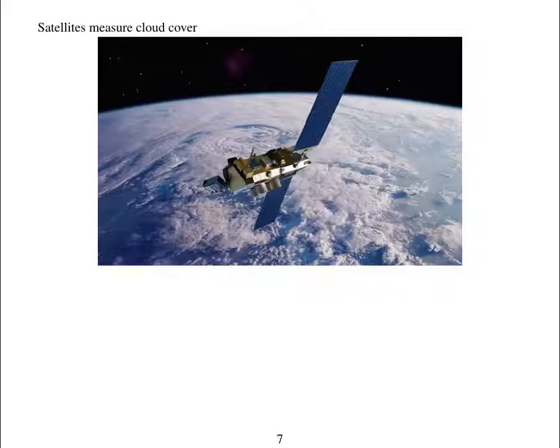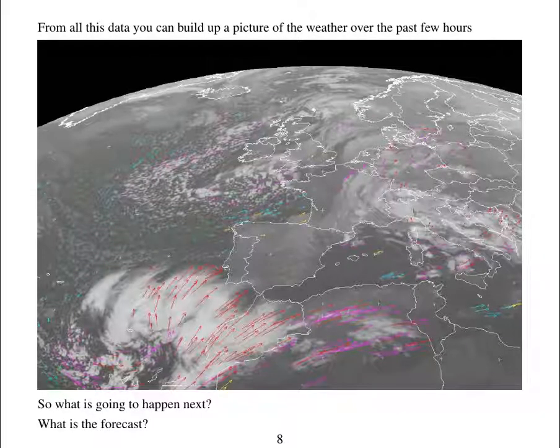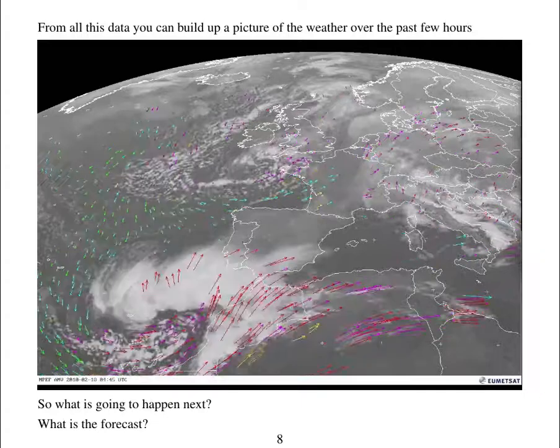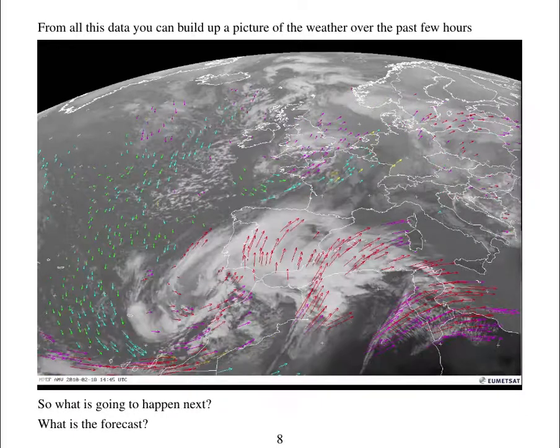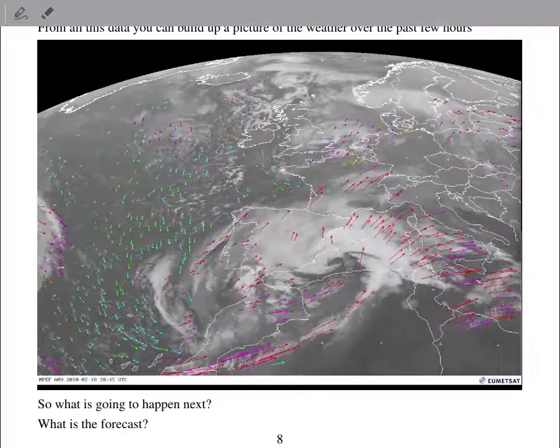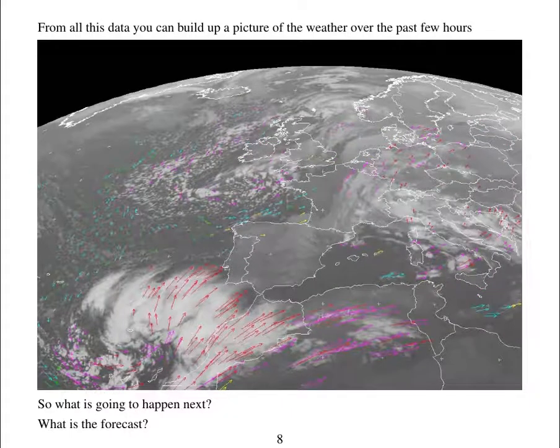But of course, weather forecasts have become so much better in the past few decades because we've got observations from satellites which get an incredibly detailed view of the Earth. They can measure cloud cover, temperature, and wind speed and direction. So all this data is put together to get a picture of what's been happening over the past few hours. And this animation shows the clouds moving, and arrows show the wind speed and direction. The longer arrows show stronger winds. So that's what's been happening in the past.